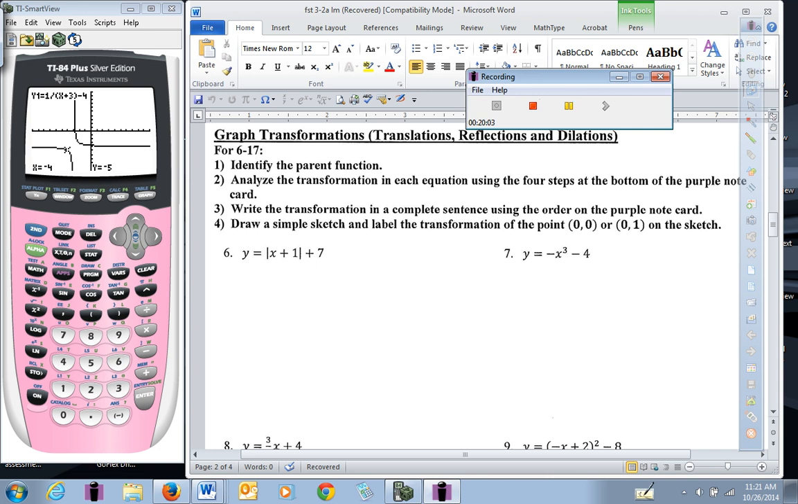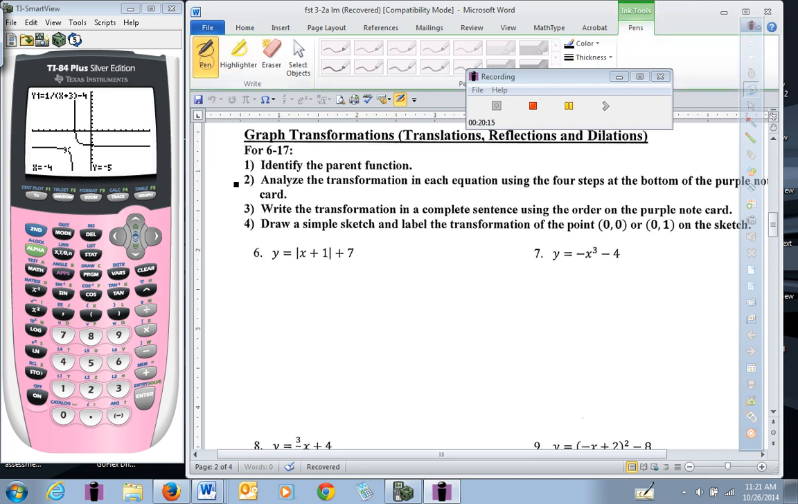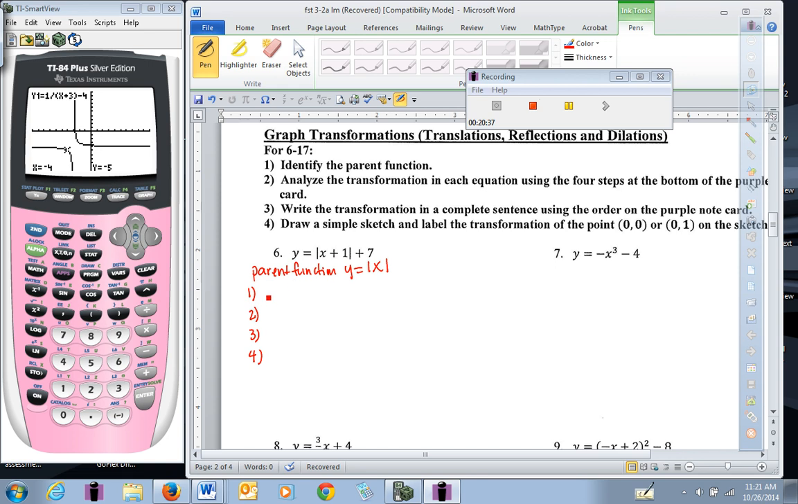Okay, so for number 6, what we're going to do is write down step number 1. And step number 1 is just going to be to identify the parent function. So the parent function is y equals the absolute value of x. And then I'm going to number my paper 1, 2, 3, and 4 right here. And we're going to look for those things. So do we see a negative sign outside the grouping symbol? And the answer to that is no, so we don't have a reflection over the x-axis.